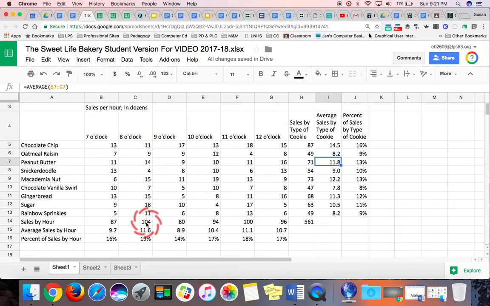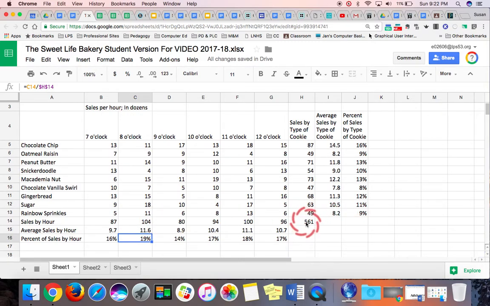Then what percentage of total cookies were sold during the 8 o'clock hour? So come down here to 8 o'clock. We're on row 16 now, percent of sales by hour. And that's going to simply be the total amount of cookies sold during 8 o'clock, which is in cell C14, it's 104. We're going to divide it by the total number of cookies sold.